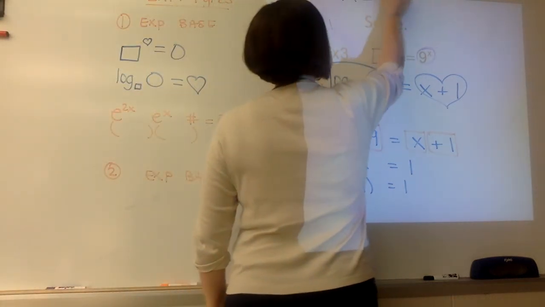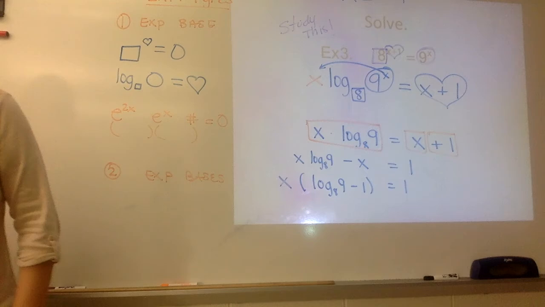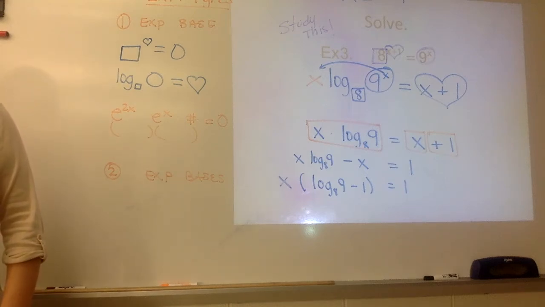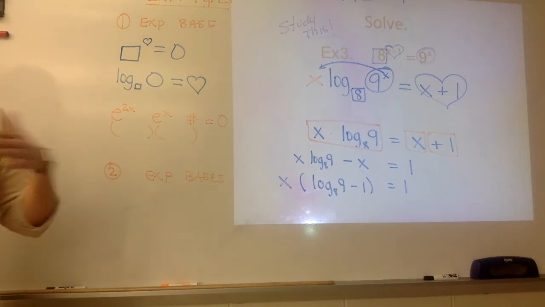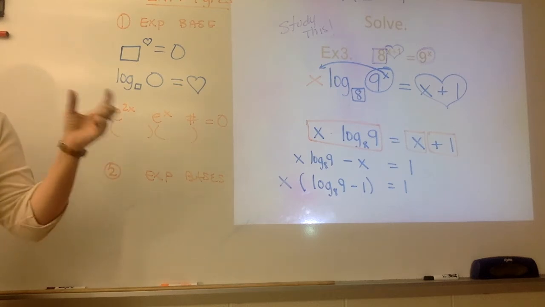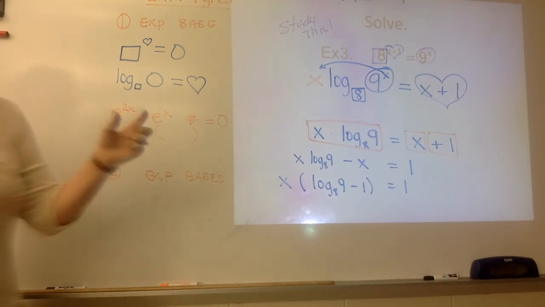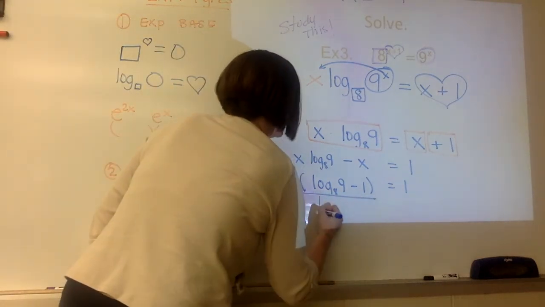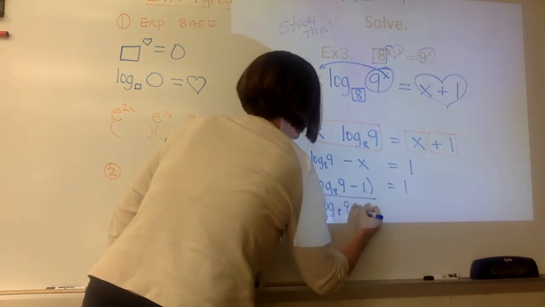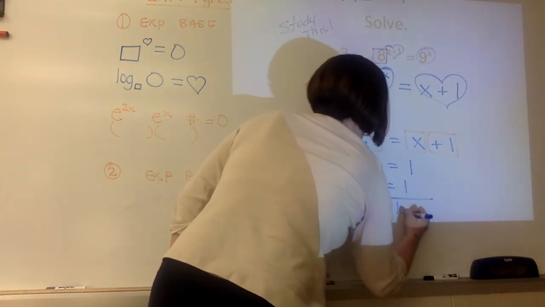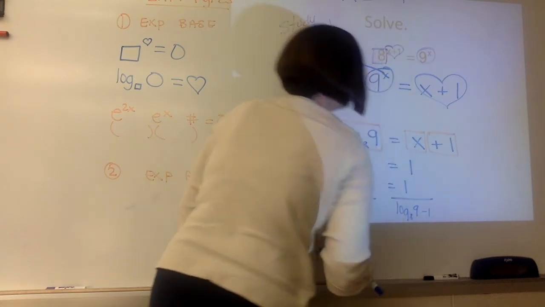X times 2 equals 1. How do you get x by itself? Divide by 2. Instead of a 2, I now have a quantity. So what do I divide by? The quantity. Divide by log base 8 of 9 minus 1.